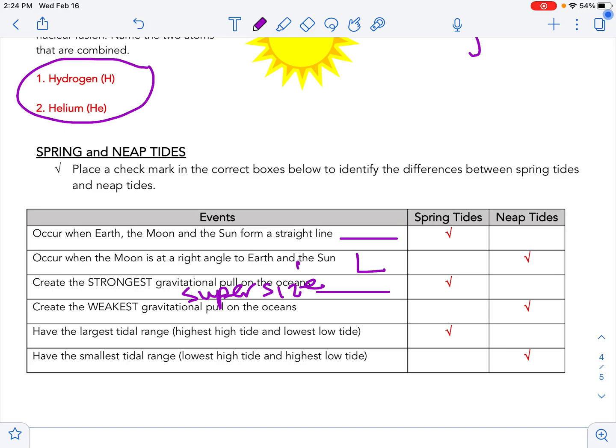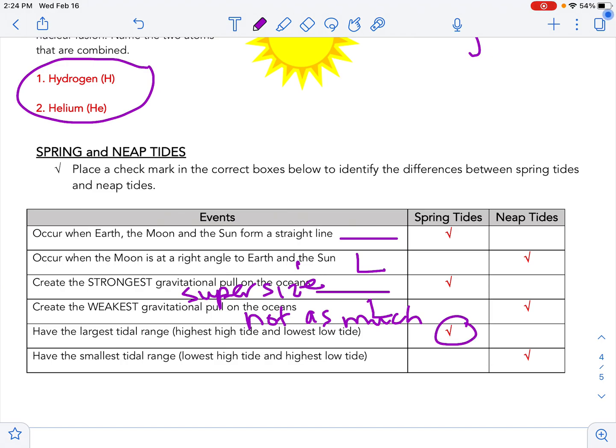Create the weakest gravitational pull. That's going to be on neap. So neap, 90. Not as much. Not as high. Have the largest tidal range. So we're going to have the highest high tides and the lowest low tides. That's going to be our supersize.